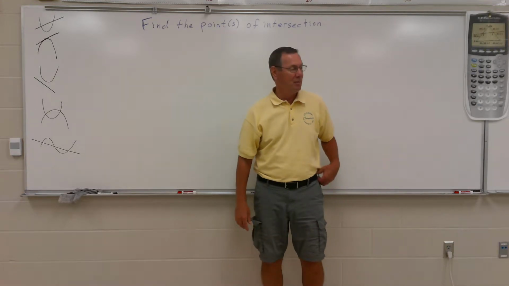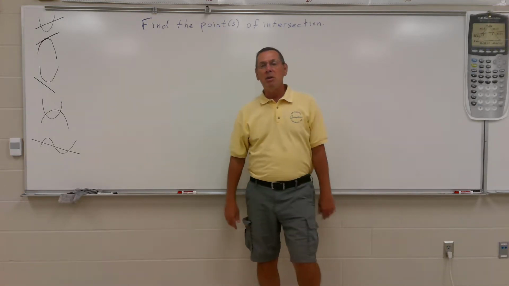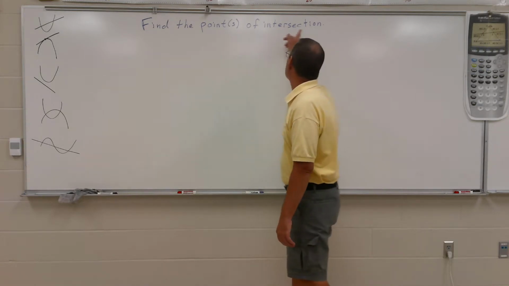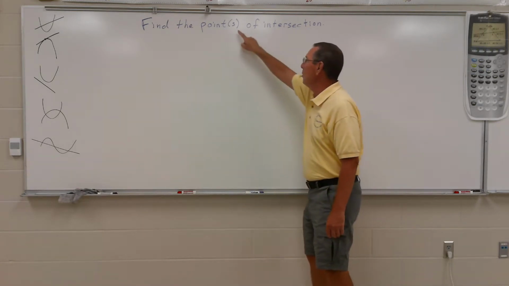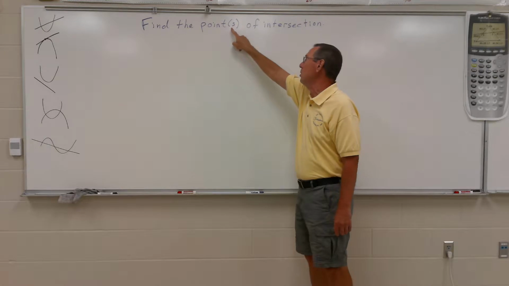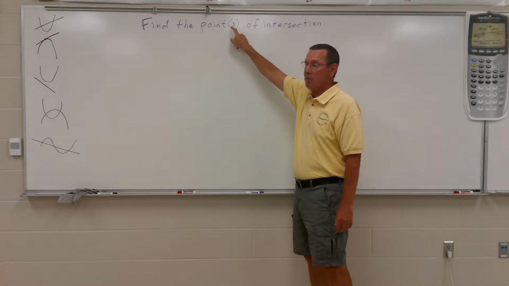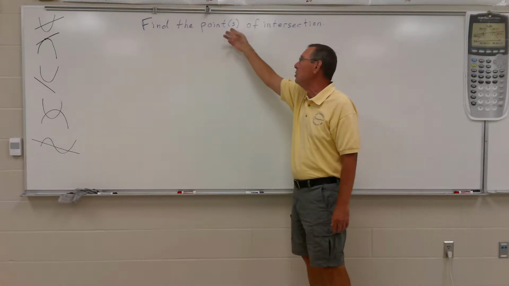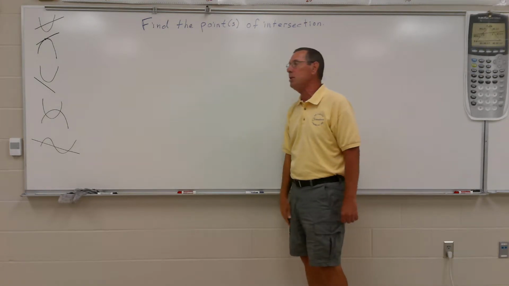Begeman a lot better. Okay, today we're going to talk about finding the points of intersection. Notice I have S in parentheses because there could be 1 point of intersection, there could be 0 points of intersection, there could be 2 points, could be 3 points of intersection.